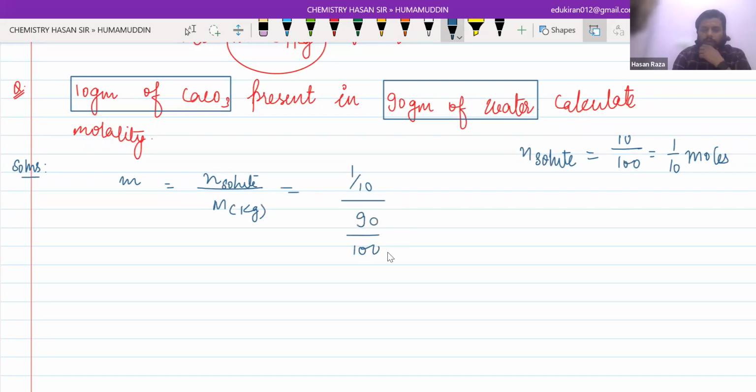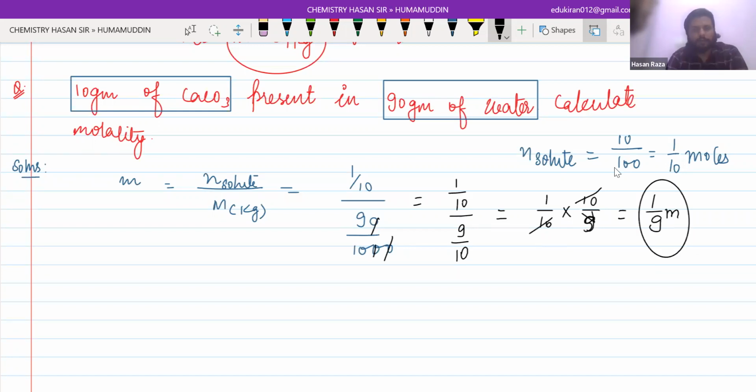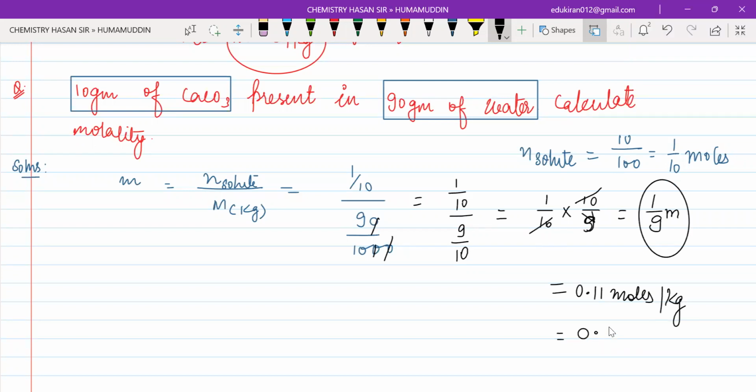You have to convert it into kg, so divided by 1000. And you can see you will get 1 by 10 upon 9 by 10. So this will be written as 1 by 10 into 10 by 9. So 10 and 10 will be cancelled and you will be getting 1 by 9 m. So it is 0.11 moles per kg. Where have you made a mistake? One minute, sir. Just check it and let me know.